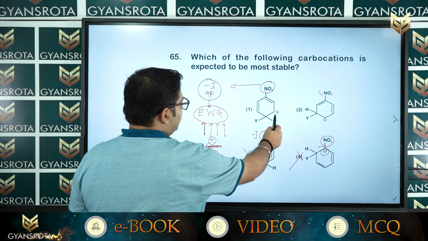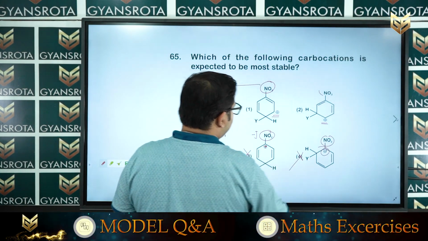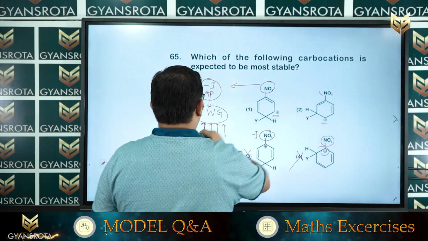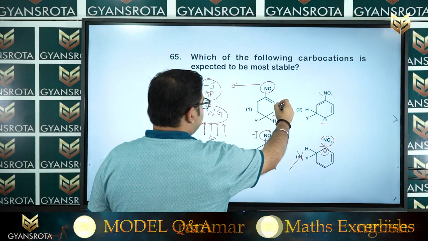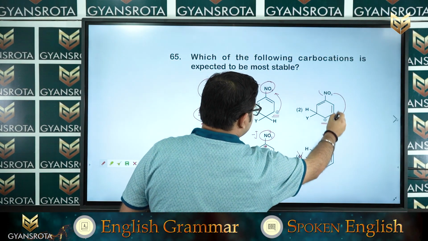Now, if you see here, this positive charge is at the meta position and another one is at the para position. Now, if you see the distance of the minus I group, this is the smallest distance and this is the larger distance.